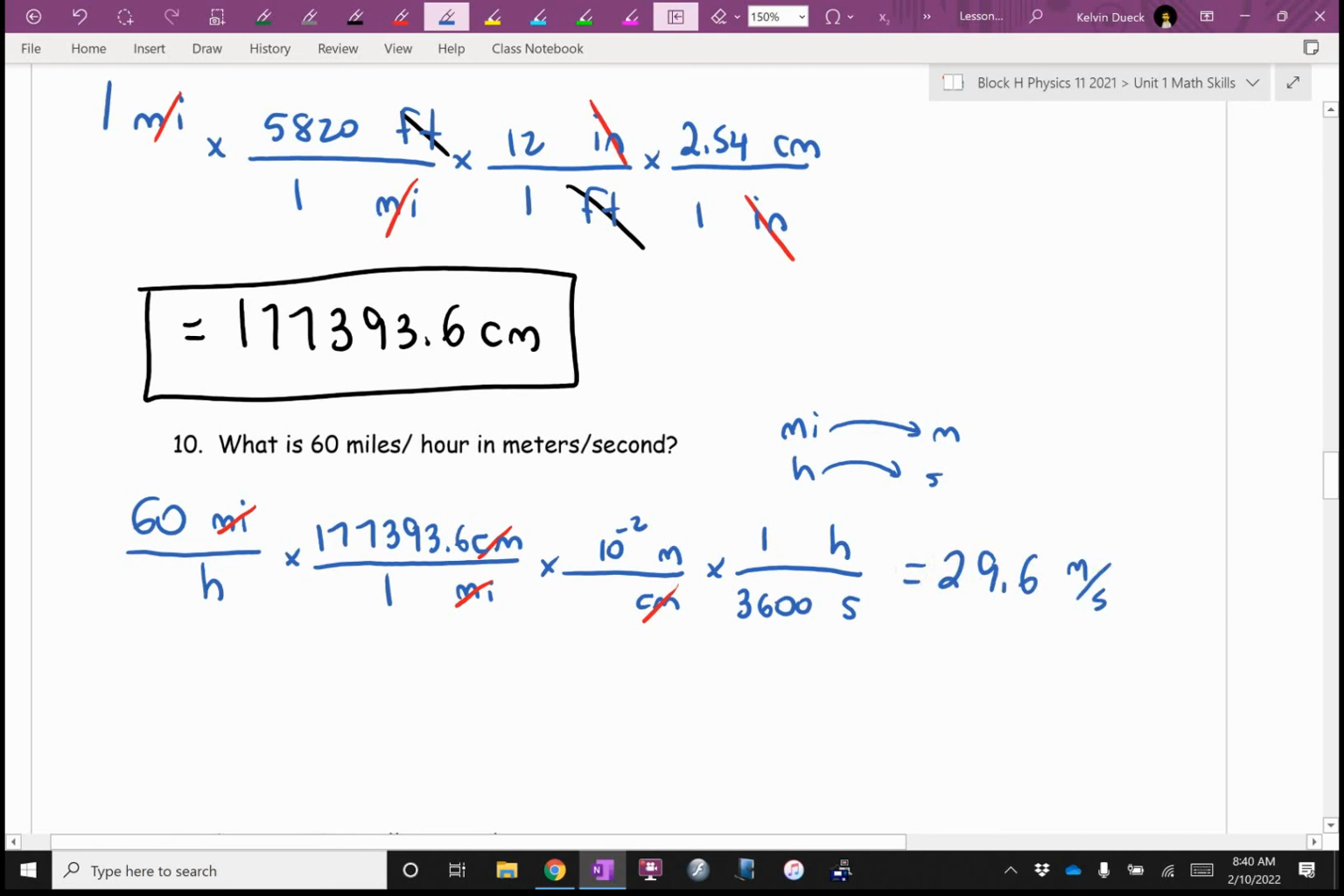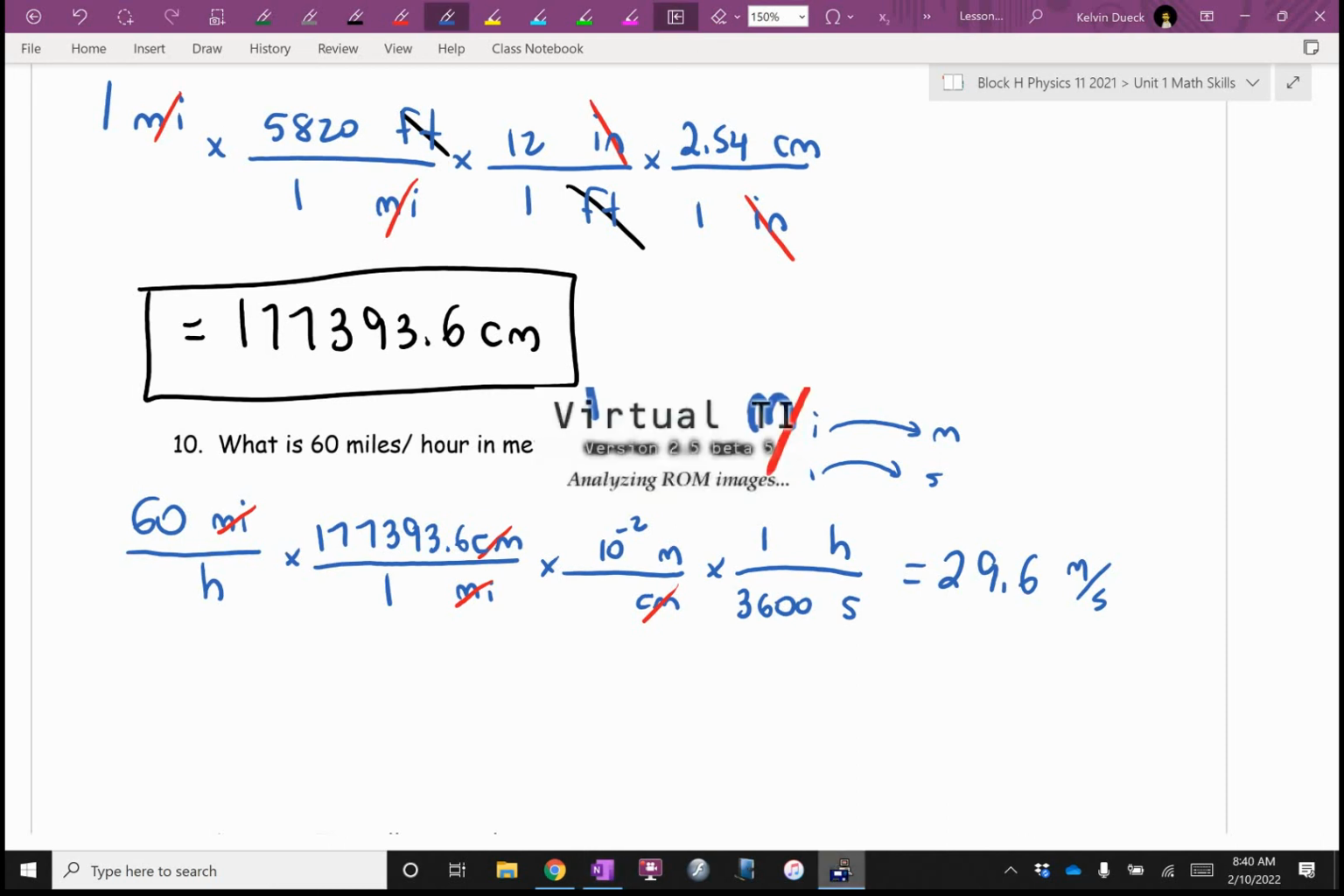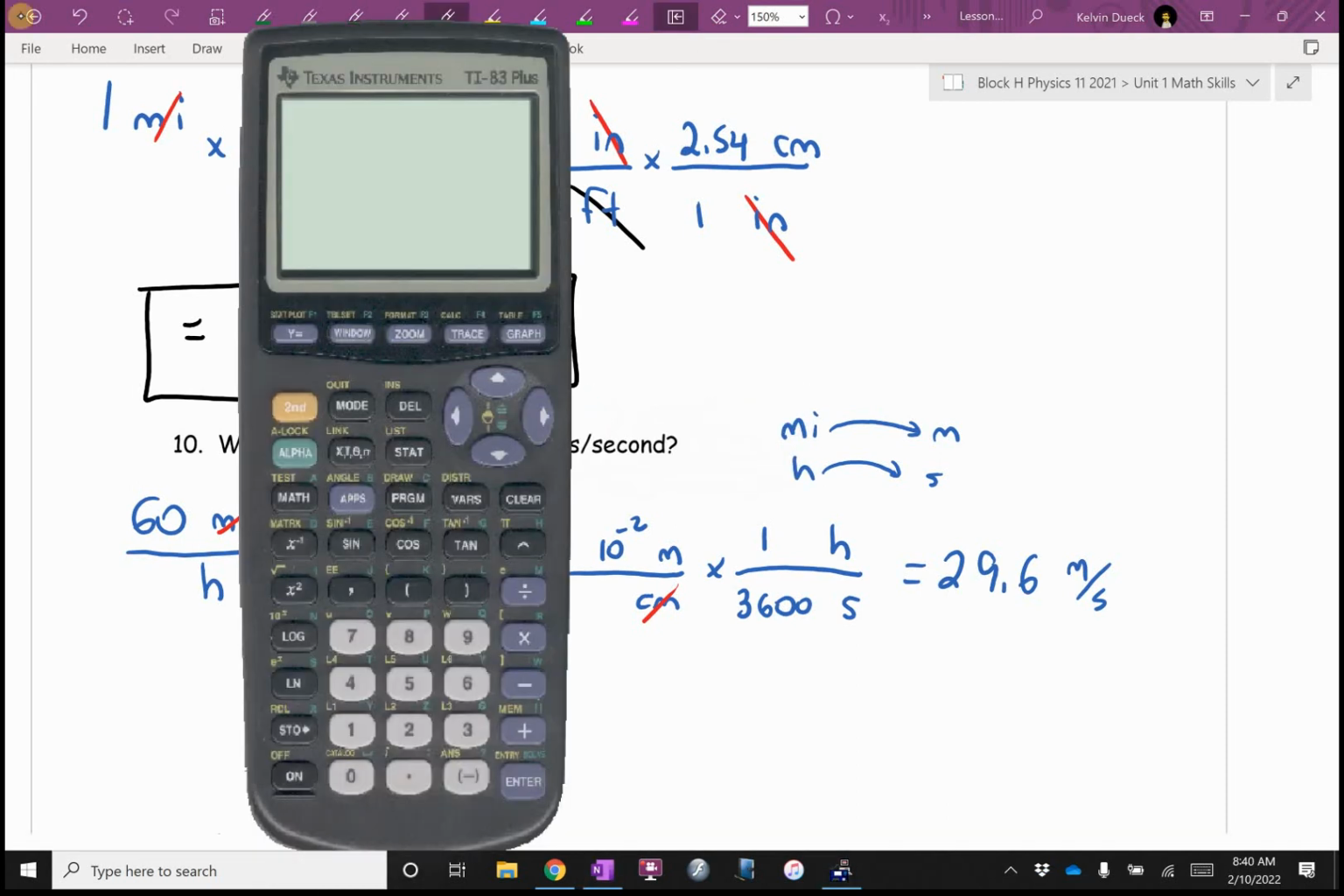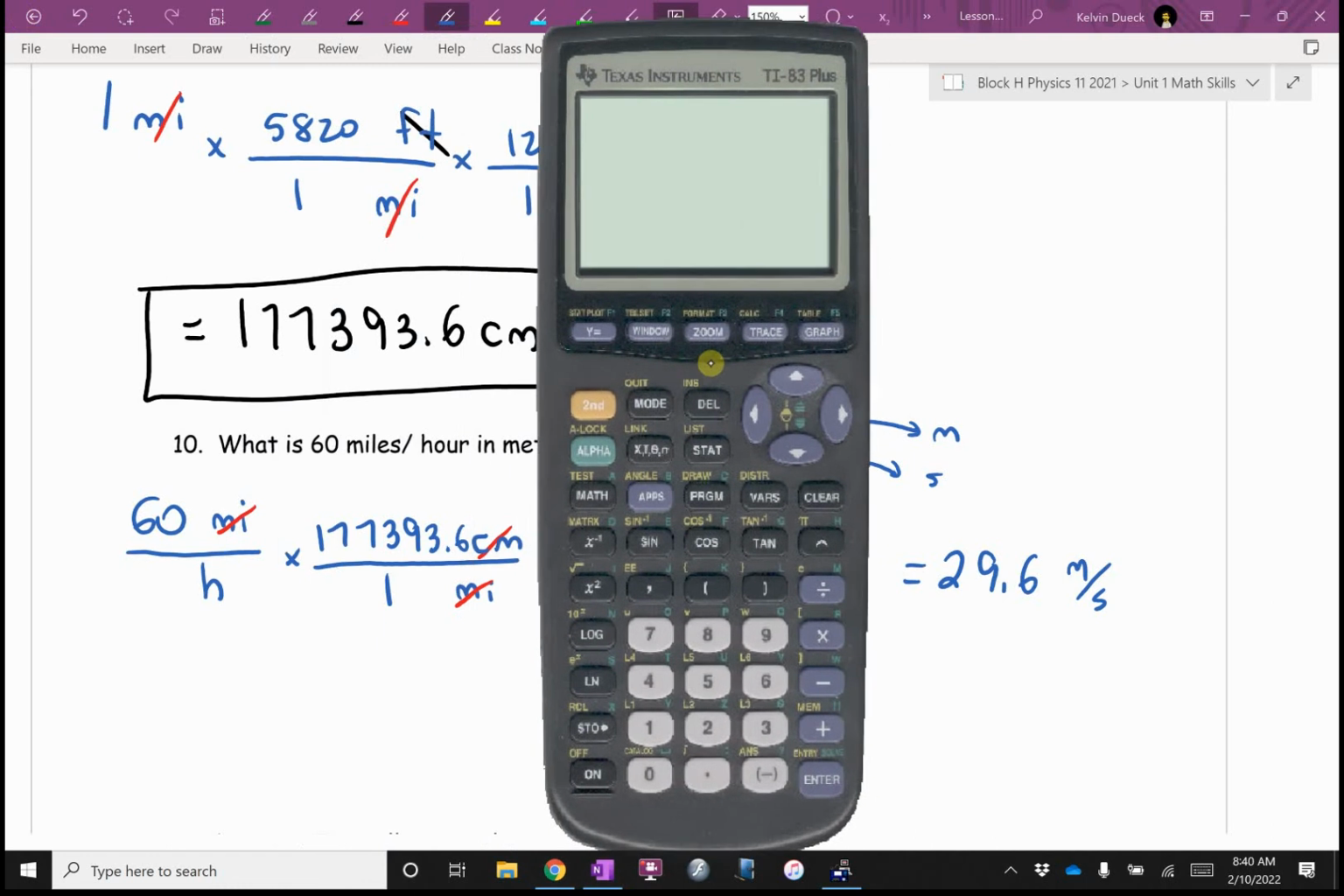60 miles an hour, freeway speed in the U.S., is about 30 meters per second. 29,000? No, it can't be 29,000. 2,900? Can't be 2,000. Unless I've made a dumb mistake somewhere. I got 29 point 656. Yep.